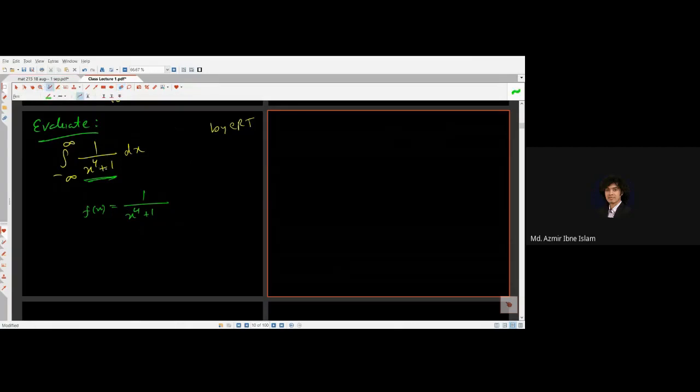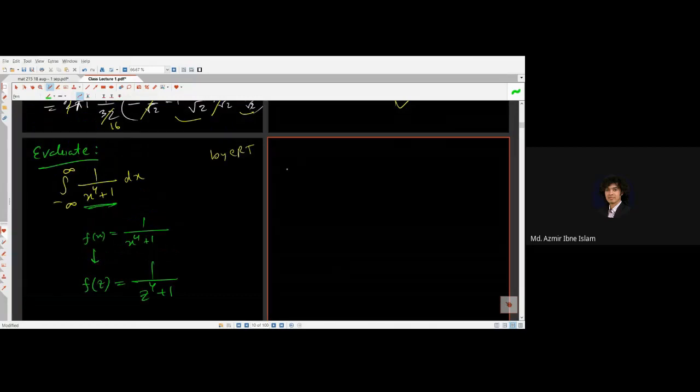x to the power 4 plus 1. So this is f of x equal to 1 over x to the power 4 plus 1. And the corresponding f of z. Can you remember that if we have an improper integral, we have to find the corresponding complex valued function? In the last consultation, we have discussed. Yes, sir.